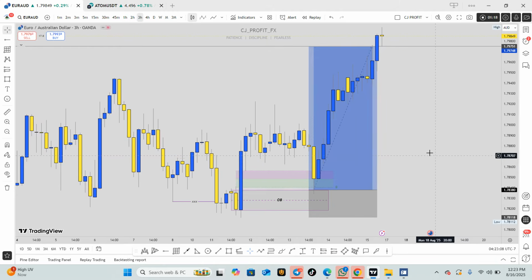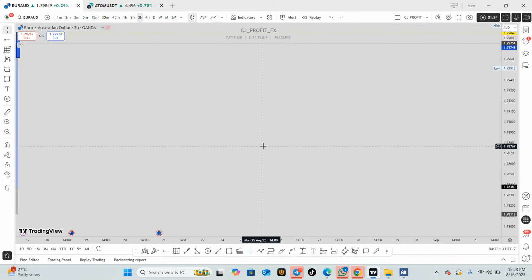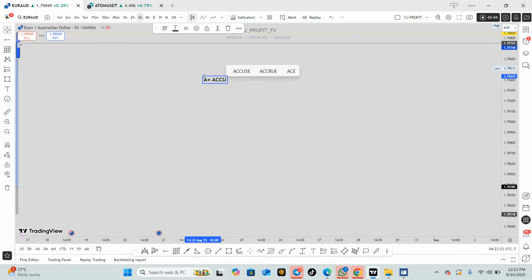Okay, without wasting much of our time, I want to give you a little illustration on how this AMD strategy works. So we have the A, we have the M, we have the D, which is the AMD strategy. Here we have the A. A stands for accumulation. Sorry, A stands for accumulation. I don't know if this is the right spelling. Okay, accumulation.